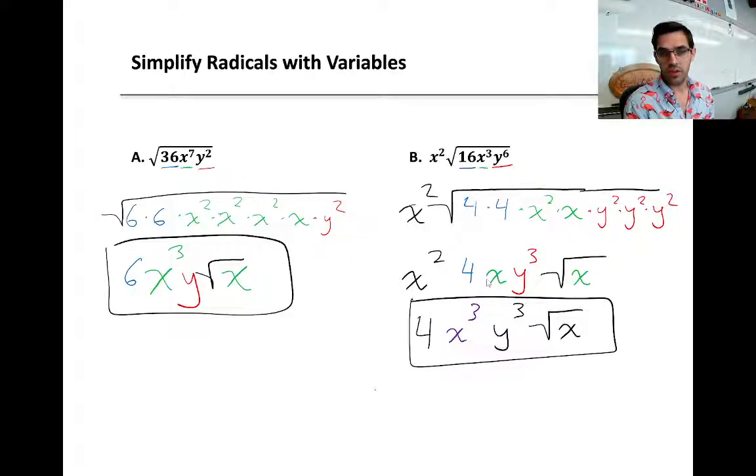Now that we have simplified the radical, we also had that x squared in the beginning expression, and we added another x outside that we took out of the radical. So now we're going to combine like terms. X squared times a third x is going to be x to the power of 3. So our final simplified expression for example B is going to be 4x to the power of 3 times y to the power of 3 times the square root of x. There you go.